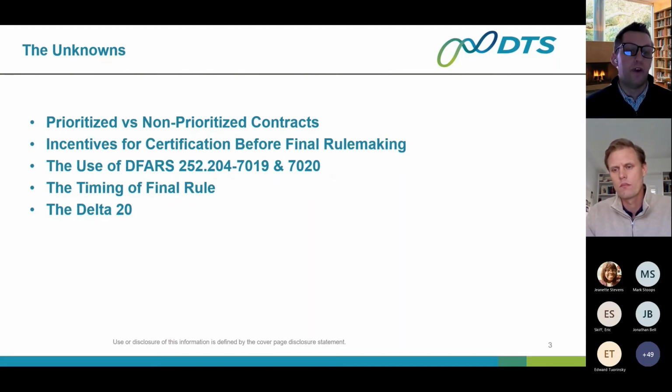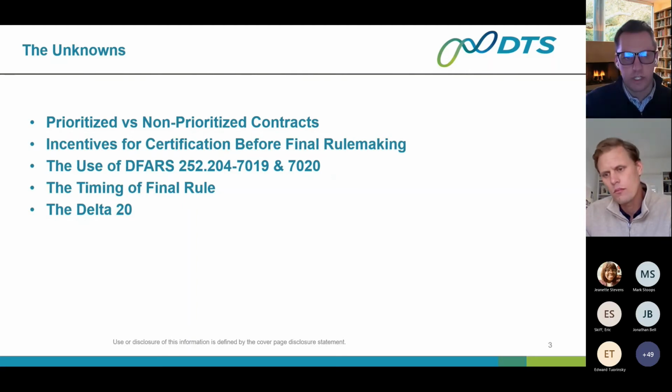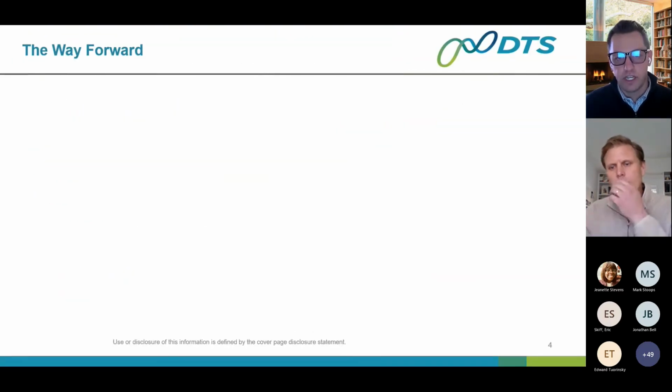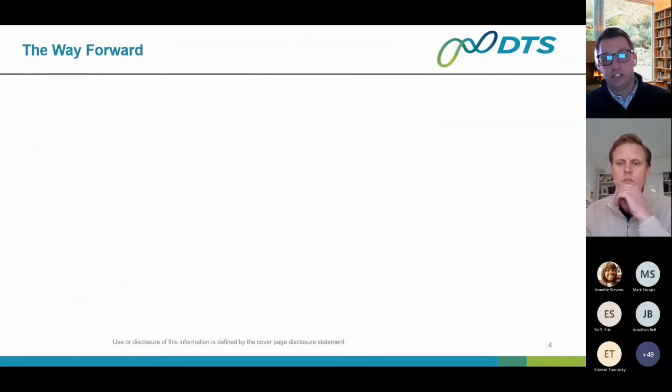They were very good controls, albeit, yes, they do add to the cost of the implementation of the program, but once they're stood up, it is better cybersecurity posture. So now with those unknowns covered, I'd like to talk about the way forward. And the first thing to note is just accept that this threat is real.